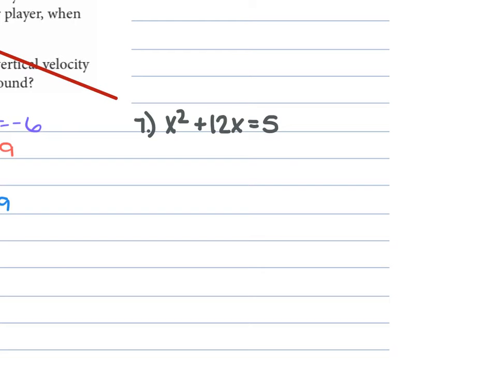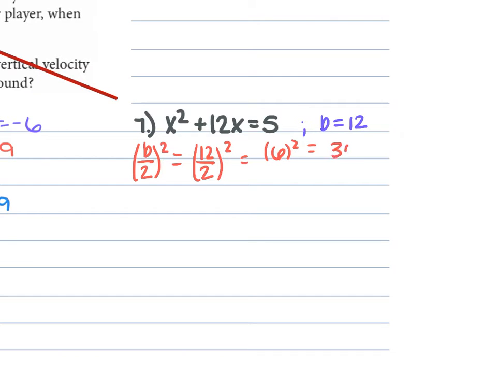For 7, we have x squared plus 12x is equal to 5. Our constant's on the right side by itself. So b is 12. b over 2 squared is going to be 12 over 2 squared, which is 6 squared, and that is 36. So we're going to add the 36 to the 5 and the x squared plus 12x. So x squared plus 12x plus 36 is equal to 5 plus 36.